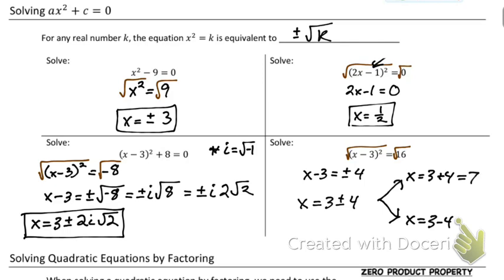So we get our points. We're going to say that's 7, and that's negative 1. So if you can simplify, you have to simplify. This one you can't simplify because I have to write the whole thing out twice, just with a positive and negative, and there's no further I can go with that.